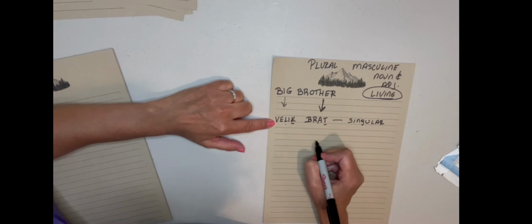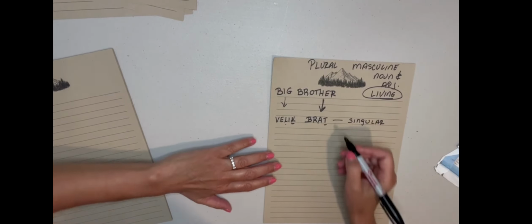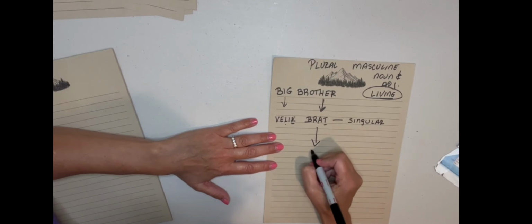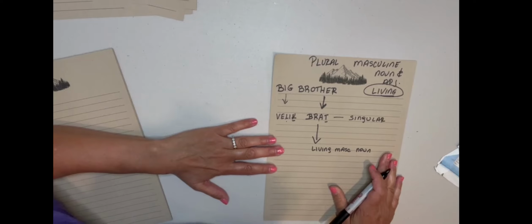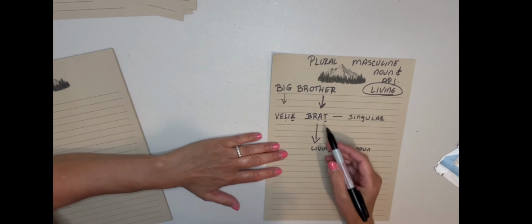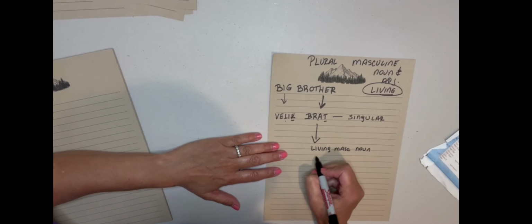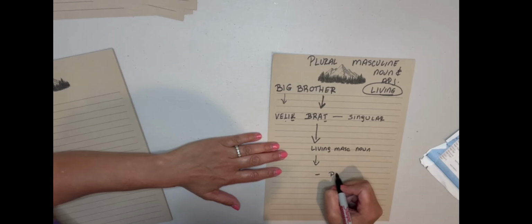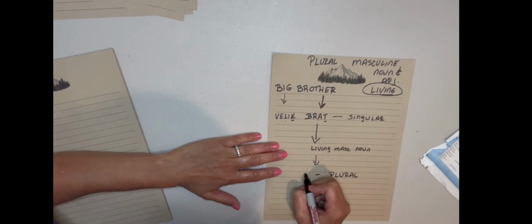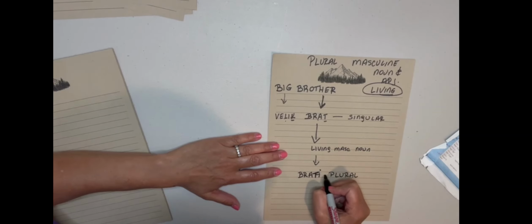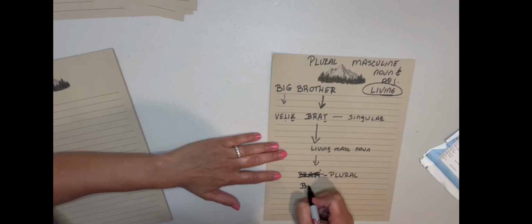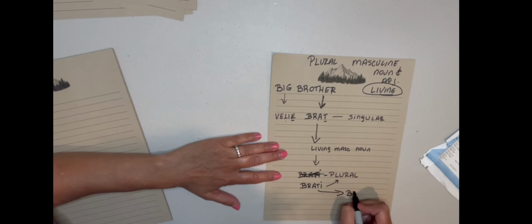If I want to say my big brothers, plural, this is a living masculine noun. So this is going to look a little different. We're not going to say bratovi. To make this plural, if we want to say brothers, we will say brati, B-R-A-T-I. And that's plural. This is brothers. Okay.